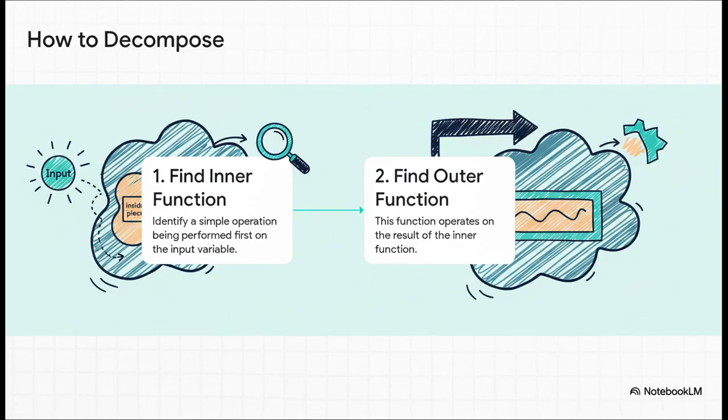First, you just look at the function and try to identify an inner piece. You're looking for some simple operation that's kind of tucked inside a bigger one. Once you've got that, you just have to define the outer function. In other words, what's happening to that inner piece you just found?